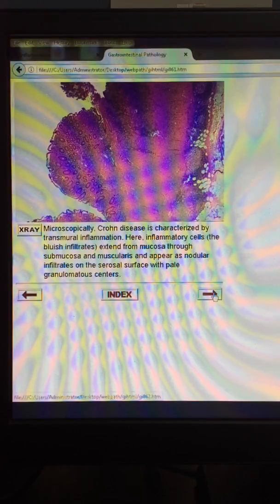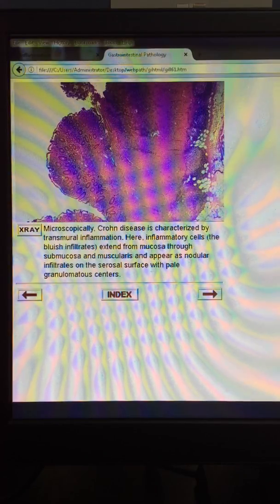Microscopic examination will show the transmural inflammation of the colon. The inflammatory cells here, which are mainly formed of lymphocytes and plasma cells, will go through the entire thickness of the colon wall, starting from the mucosa, submucosa, muscularis, and the subserosal fat.